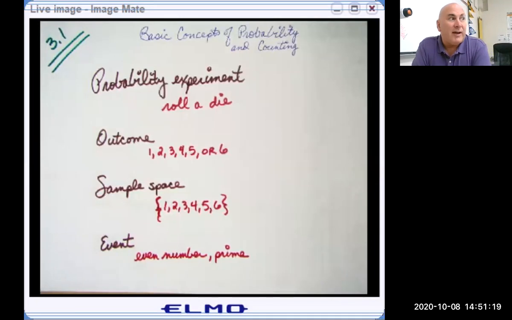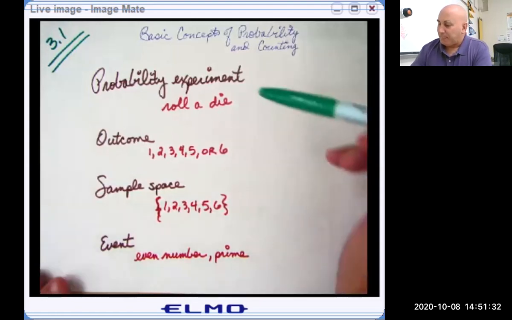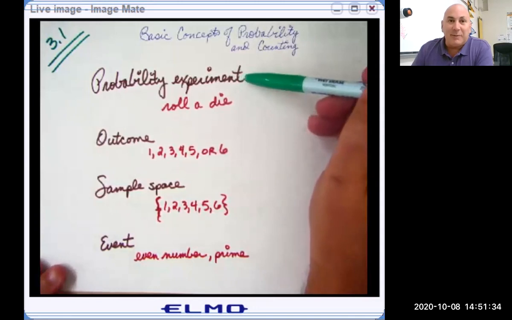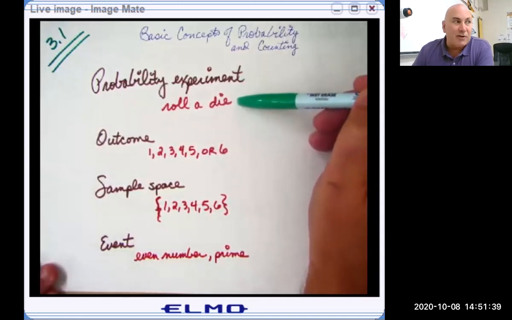So here in section 3.1, we have basic concepts of probability and counting. And there are some terms we need to know. These are defined in your book. I just want to give you an example. A probability experiment is anything we're going to do to generate data. Like, let's say we're going to roll a die.